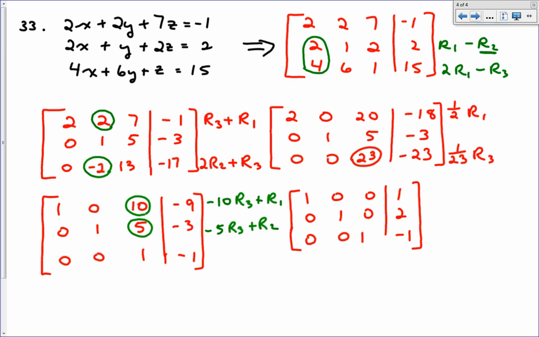So now, if we look at our final solution, this is row reduced form. So this looks like the identity matrix. To the left of the bar and to the right of the bar we have constants. So our final result is that x is equal to 1, y is equal to 2, and z is equal to -1.